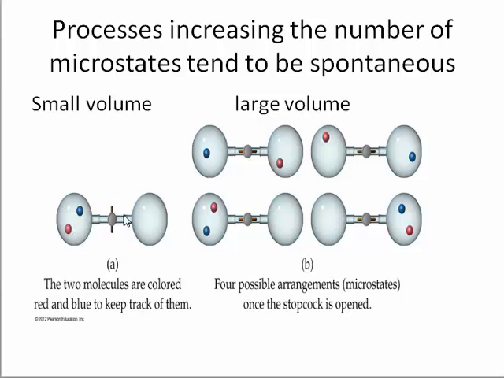Increasing the volume of a system increases the number of microstates and hence the entropy. You will see that as an example with gases. Gases expand from smaller volumes to larger volumes. The process increases the entropy and is spontaneous.